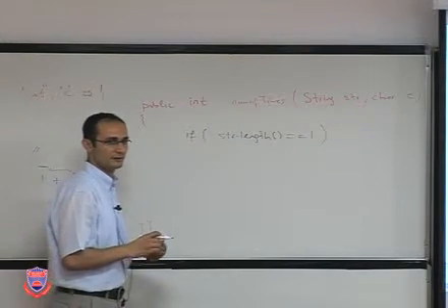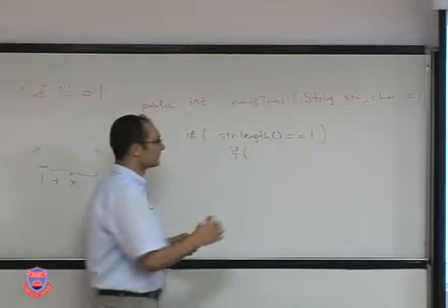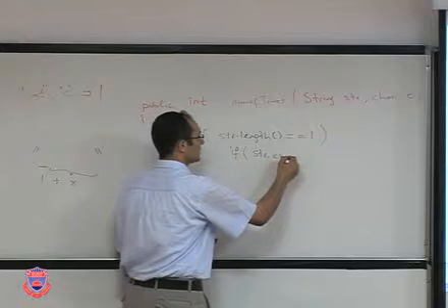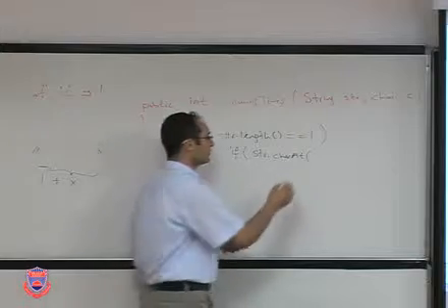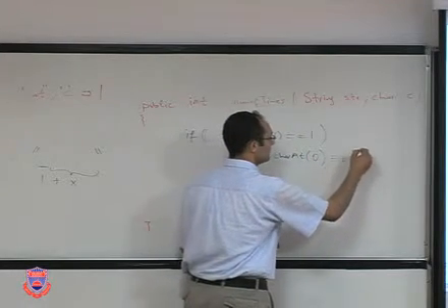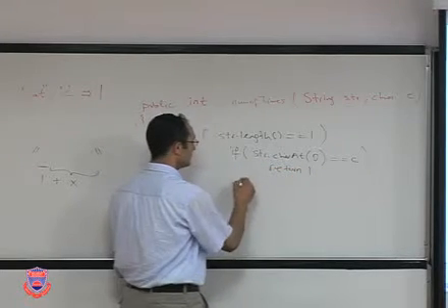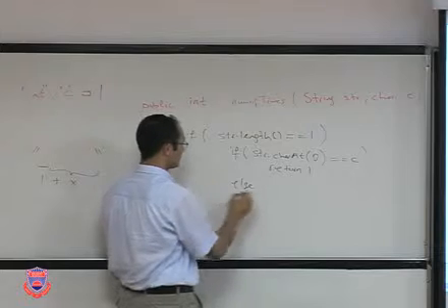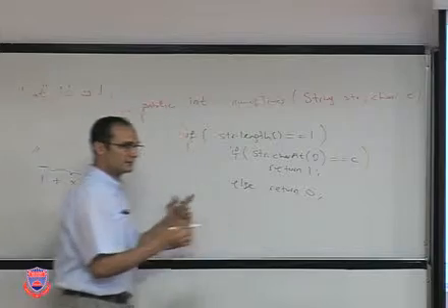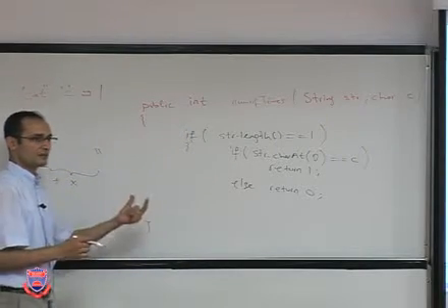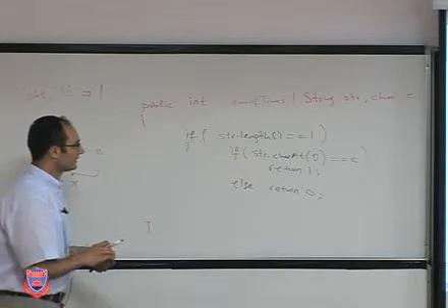How are you going to stop? And then you'll just say if str.charAt, since it is length 1, you only have position 0, is equal to c, return 1. Else, let's say I put brackets here, else return 0. So that I check the last element. If it is same with my character, I return 1. If it is different from the character, I return 0. Okay?